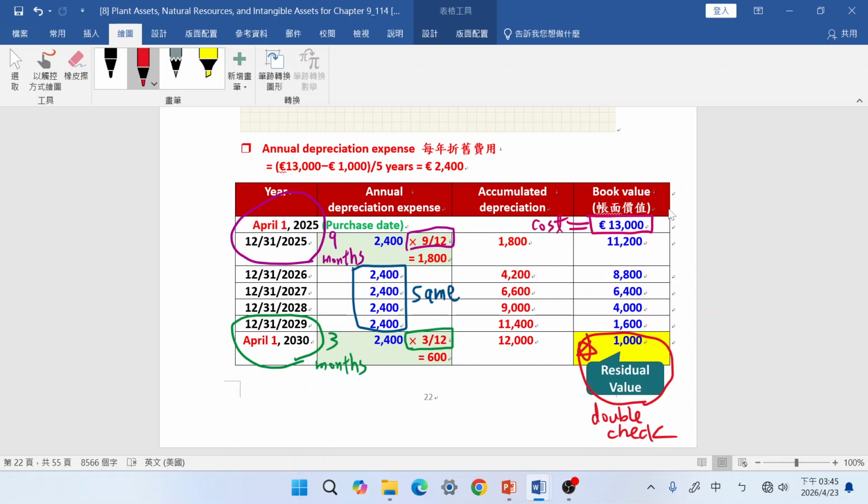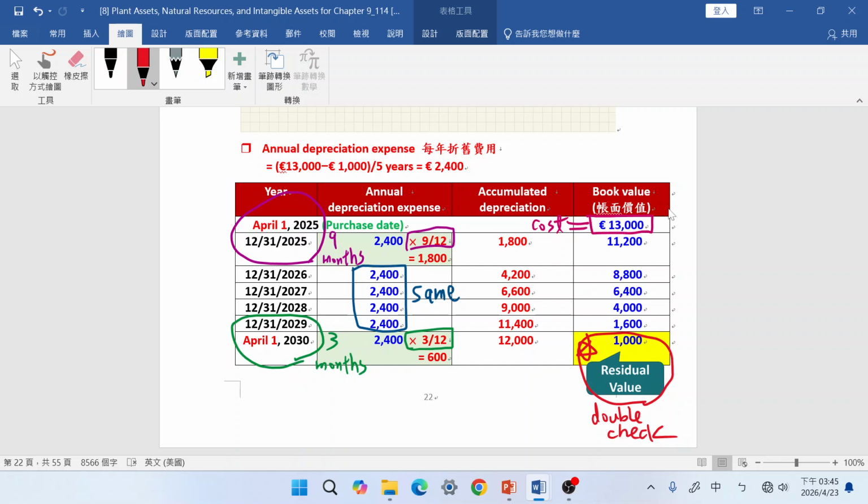So go back to the straight line method, 直线法. So what does it mean? We use it the same way for the whole year. So depreciation expense should be the same. Any questions? After finish the whole table, are you sure you did the right thing? Don't forget, last number have to be residual value. We use it to double check your answers, okay? Because that's our expectation. After 5 years, our PPE's value should be $1,000.